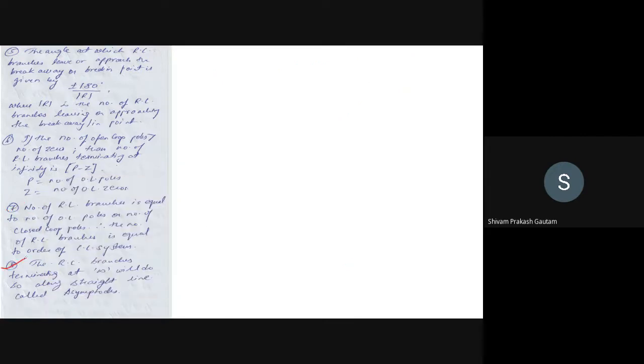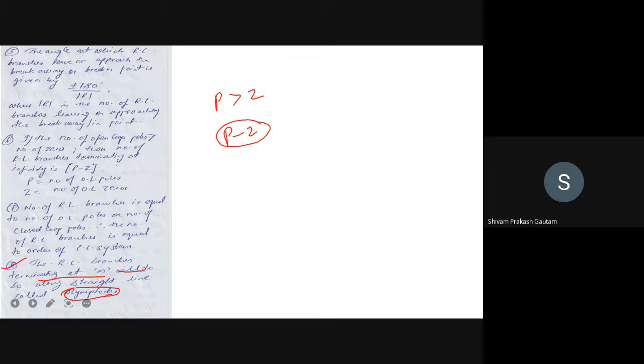The root locus branches terminating at infinity will do so along straight lines called asymptotes, right? Consider the case where p is greater than z, that is, poles are greater than zeros. In that case, p minus z branches will terminate at infinity, right? And how will those branches terminate at infinity? Because they should have some direction, right? And that direction will be given by asymptotes, right? So in the next step, we will see how to calculate the asymptotes and how to draw the asymptotes, right? So what are asymptotes used for?